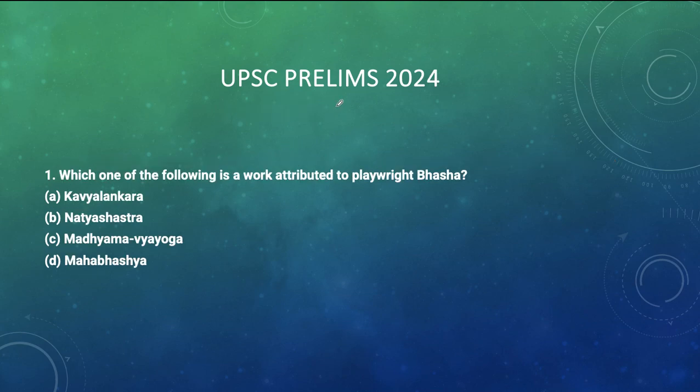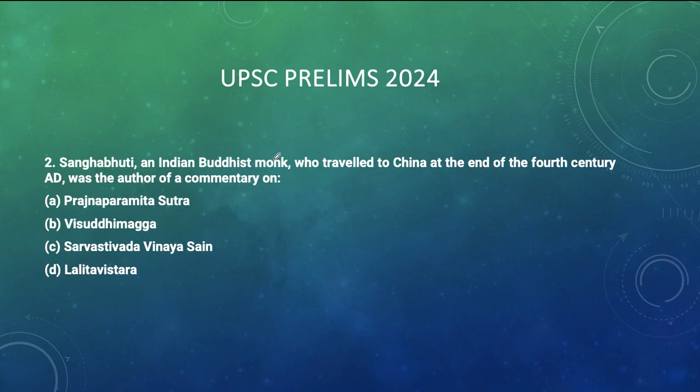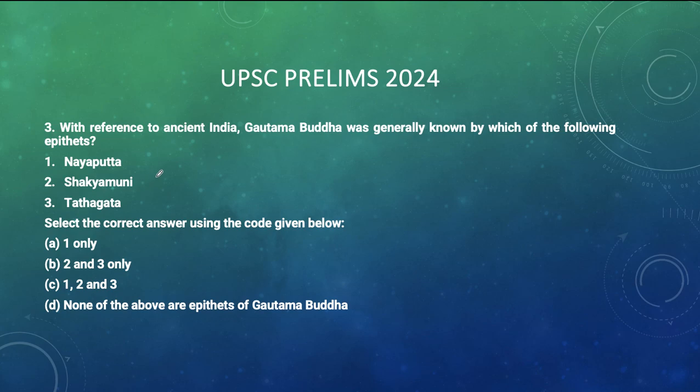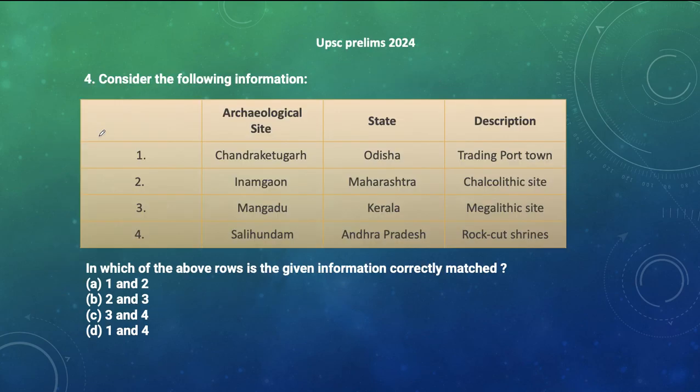Now let's look at the 2024 UPSC Prelims exam questions. Here again they are asking one more question on literary works only. This is also available in the 11th and 12th NCERTs. If you look at this particular question, this is asked about a Buddhist monk. They are asking he is the author of which book. Again, this pertains to Buddhist literature, which is also available in the NCERT. In this question, again with respect to Gautama Buddha, they are asking what are his epithets. So all these are available in your basic NCERTs only, students.